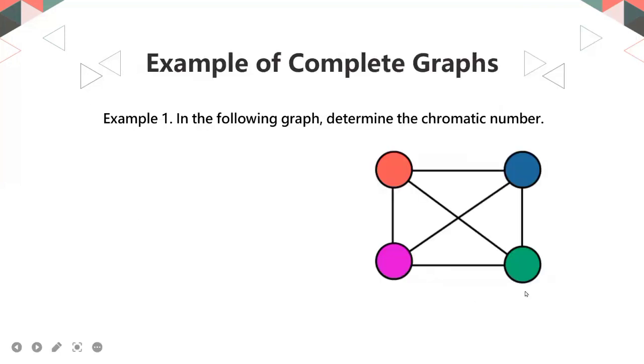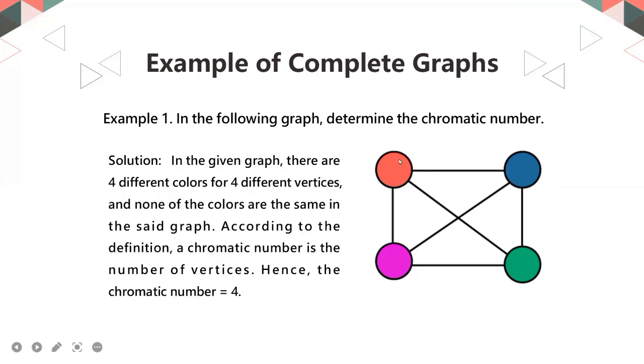For an example of complete graphs, this is K4. So in this given graph, there are 4 different colors for 4 different vertices, and none of the colors are the same in the same graph. So according to the definition of the chromatic number in complete graphs, the chromatic number is the number of vertices. Since this graph has 4 vertices, the chromatic number is also equal to 4.